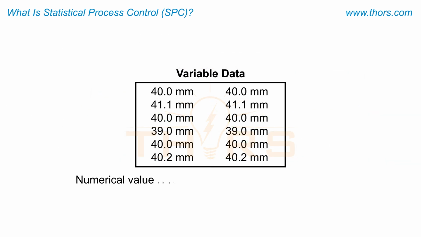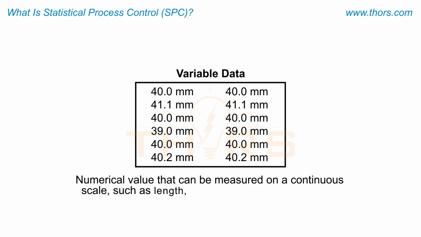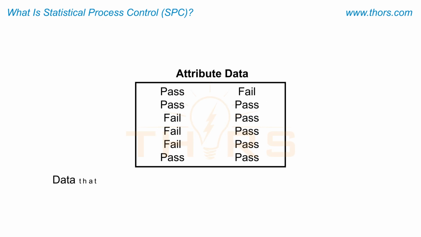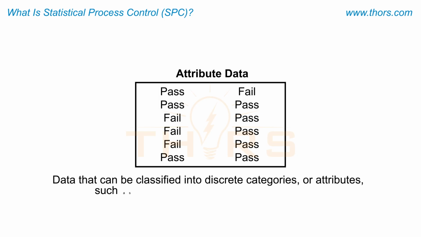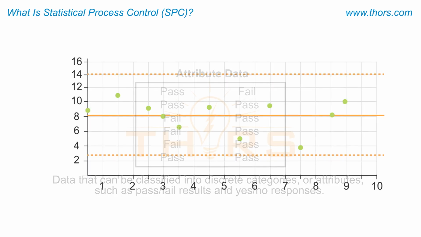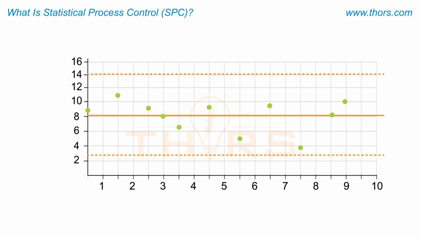Variable data is numerical value that can be measured on a continuous scale, such as length, weight, temperature, and time. Attribute data is data that can be classified into discrete categories or attributes, such as pass or fail results and yes or no responses.